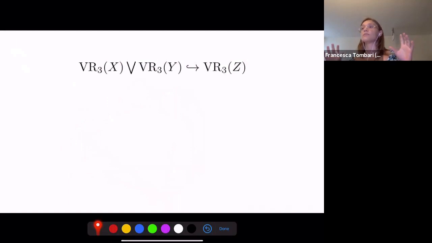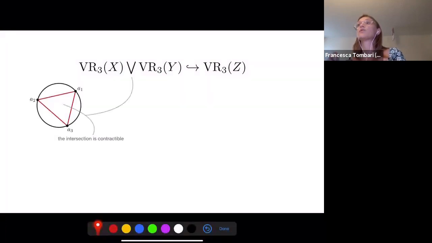So what do we have so far? We have two submetric spaces of Z, X and Y, whose Vietoris-Rips complex is homotopically equivalent to S2. And their union includes into the Vietoris-Rips complex of Z. Actually here, I didn't write union, I wrote wedge.